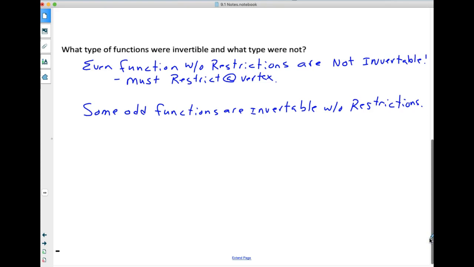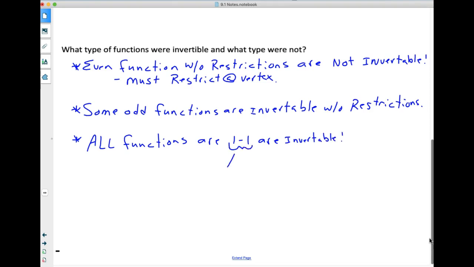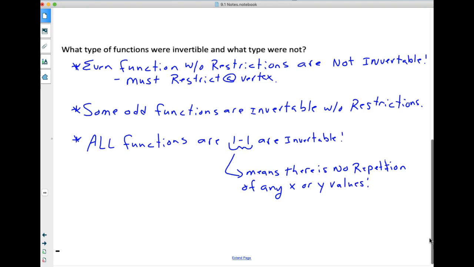What that means is any function, I'm going to leave this here too, and I'm going to say all functions that are one-to-one are invertible. And what one-to-one means, there is no repetition of any x or y values. And I just want to sum it up.